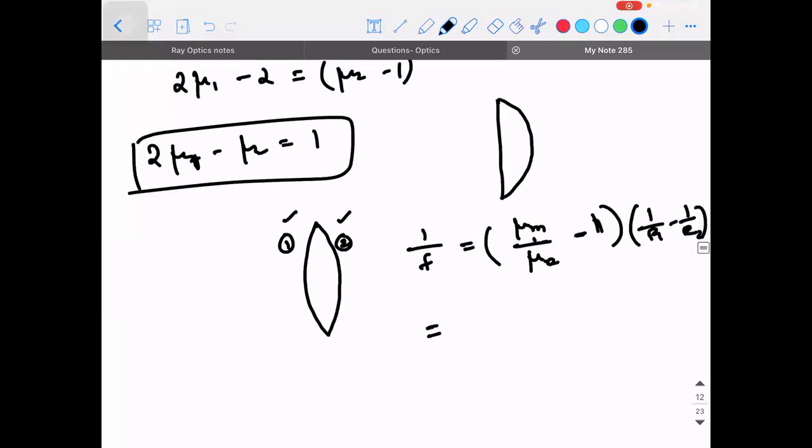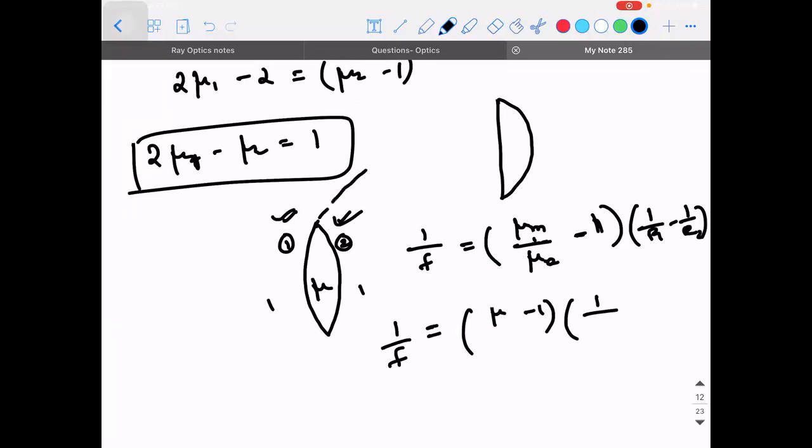Okay. So if suppose you take the refractive index here as mu and here as 1, most of the cases it will be mu minus 1 into 1 by, let's say this is a biconvex lens with equal radii. Upon what will be the value of R1?